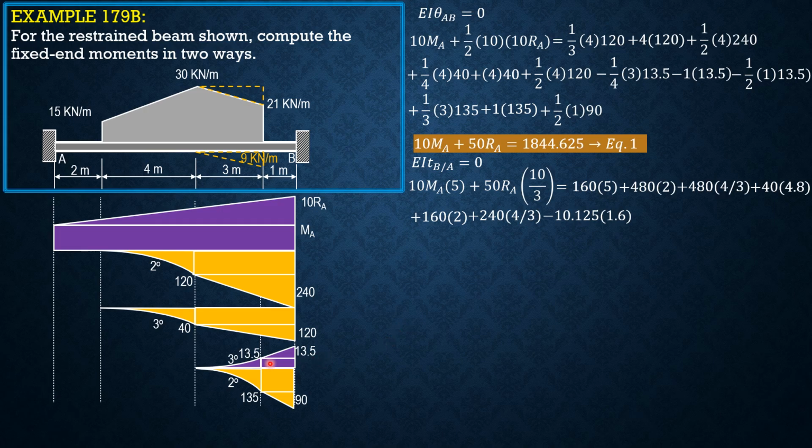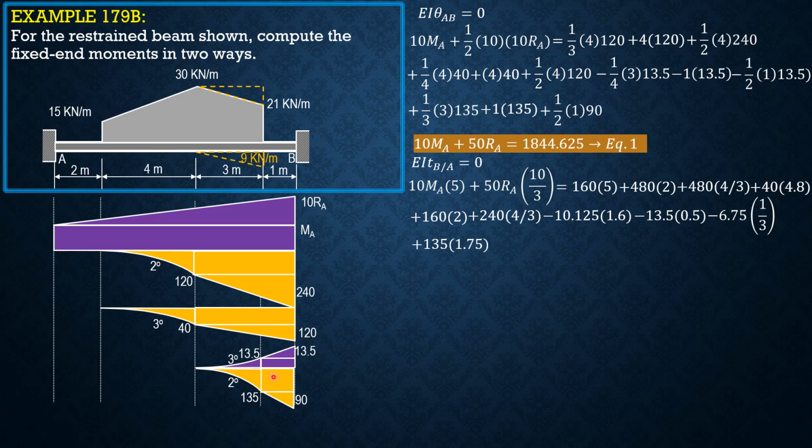For this rectangle, 1 times 13.5, the area is 13.5, and the moment arm is 0.5. Then for this triangle, the area is 6.75, and the moment arm is 1/3. So minus 6.75 times 1/3. For this second degree curve, the area is 135. This distance is 3/4, 3 meters over 4, 0.75 plus 1, so 1.75. So plus 135 times 1.75.